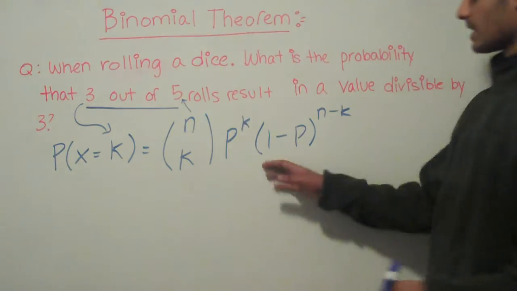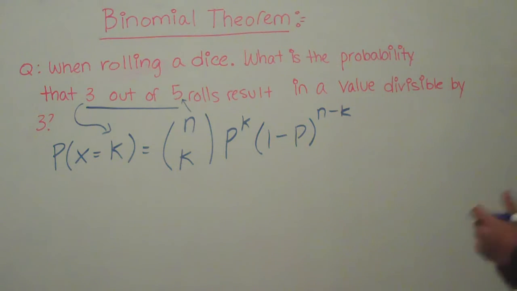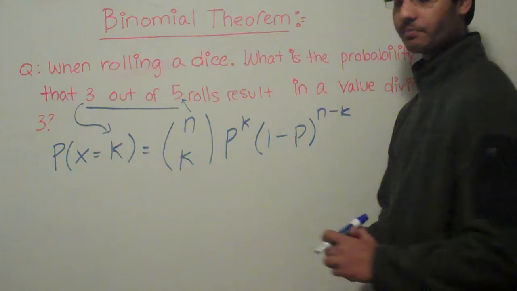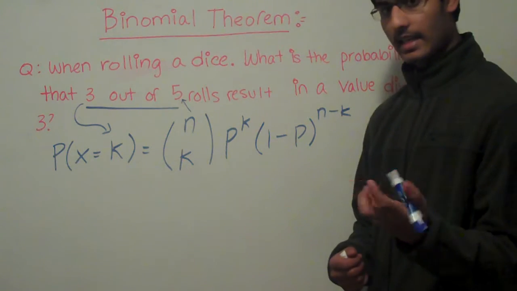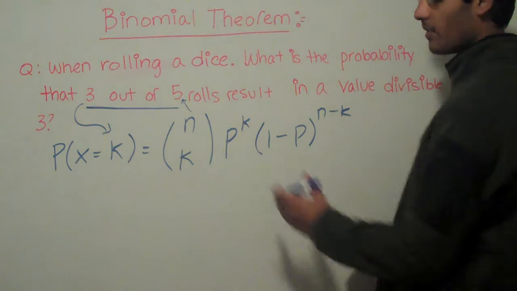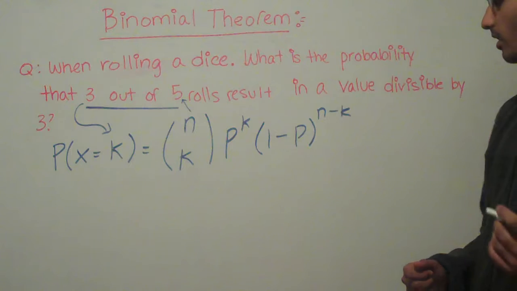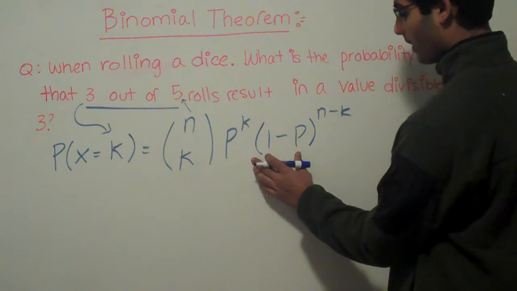Now let's move on to the last part, 1 minus p to the n minus k power. This is very similar to what happened over here. It's simple. We know that there are only 2 values that this can take. So the probability of a failure is 1 minus the probability of a success, because there are no other outcomes that can happen. So here we have the probability of a failure.